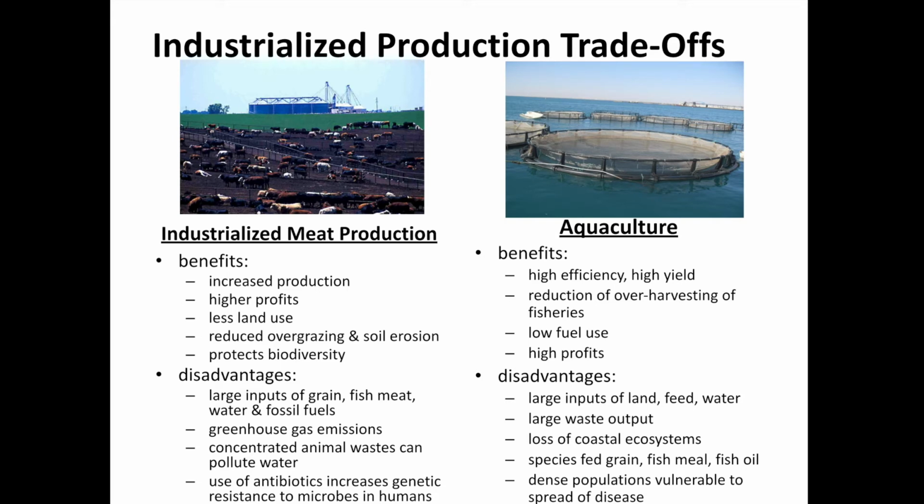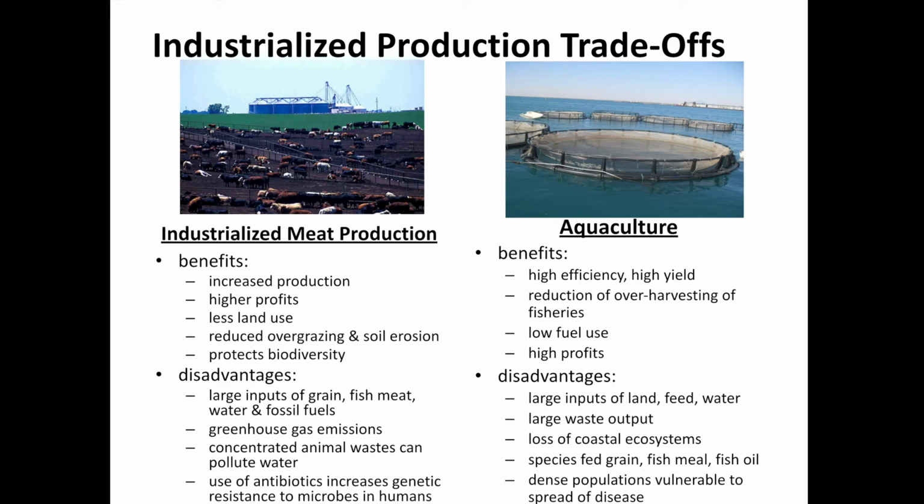I think the reason that we've done it is higher profits, and companies can see that they've had the chance to increase their profits over time. But what are some disadvantages? So the industrialized meat production requires incredible inputs of grain or fish meat or water, and to transport that material and to run these farms or run these feedlots requires an incredible input of fuel, which leads to greenhouse gas emissions.